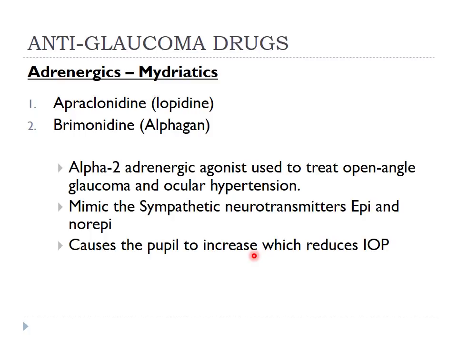Okay, if you dilate the pupil, you will also decrease intraocular pressure. Okay, there's only two ways so far. All right. So this drug here, Mydradix, mimics epinephrine, causes the pupil to dilate. That dilating pupil actually causes a decrease in intraocular pressure as well.